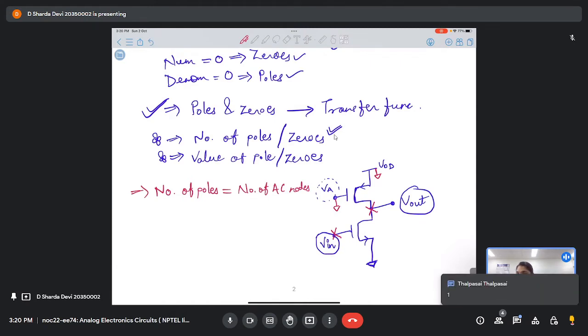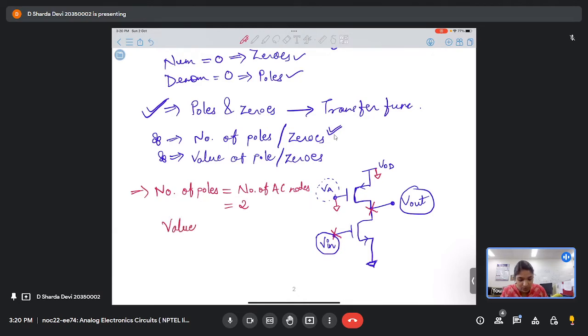How many poles do we have in the system? 2, right? Because we have 2 AC nodes. So ideally there will be 2 nodes. But what is the value of poles? If I talk about the values, it will be 1 upon RC. That is, at that particular node, what is the value of R and what is the value of C.